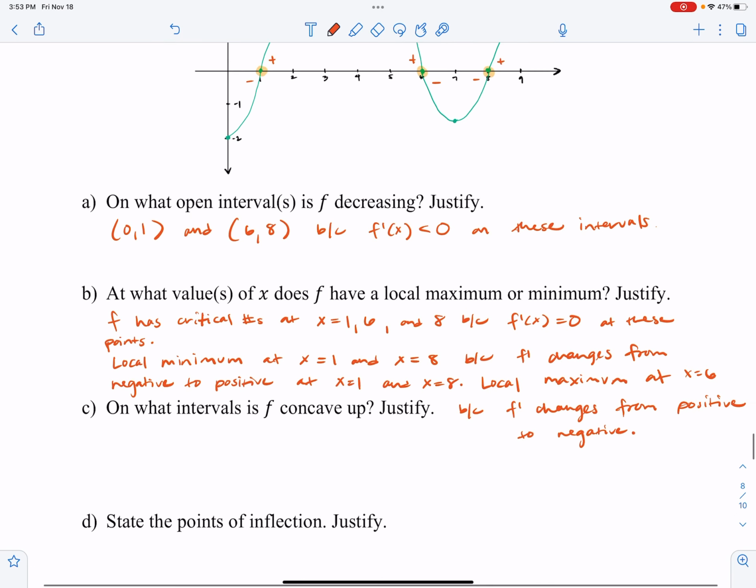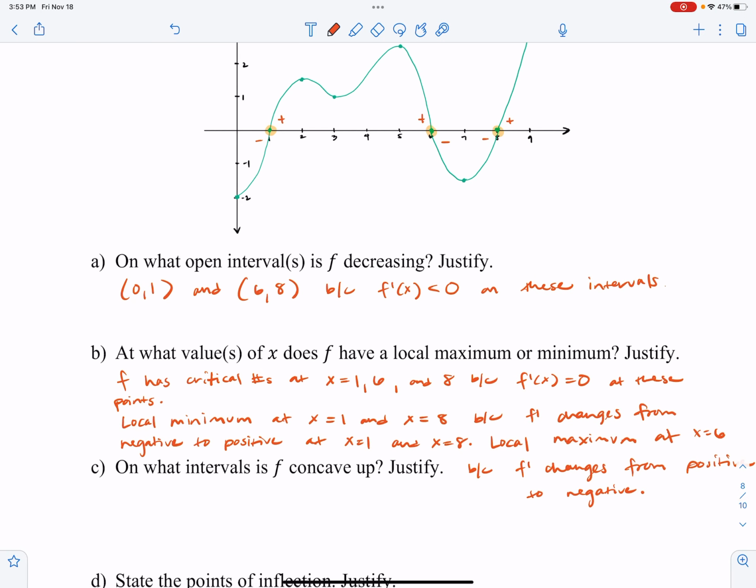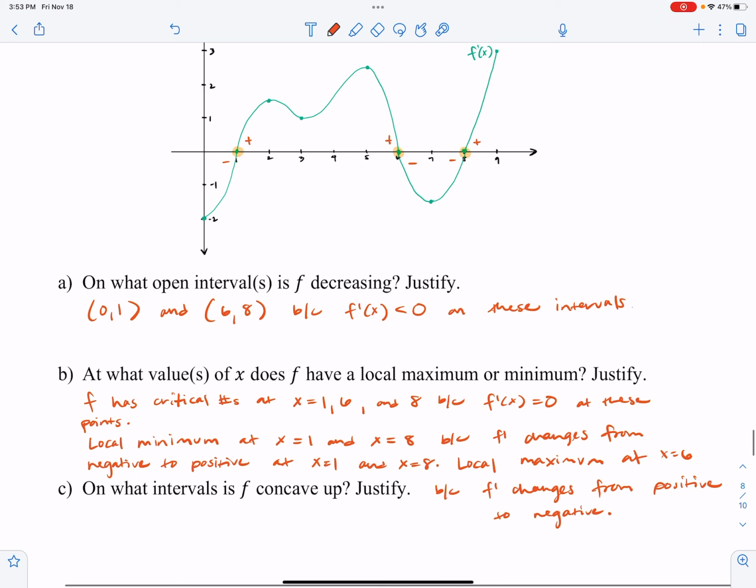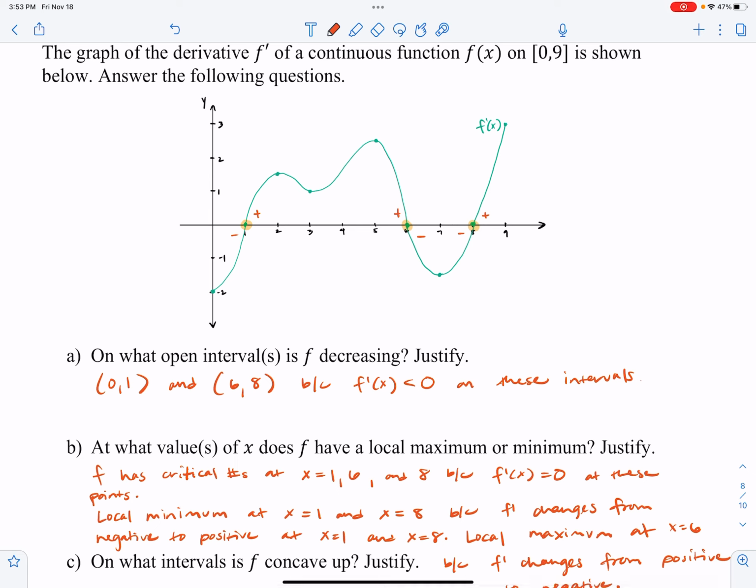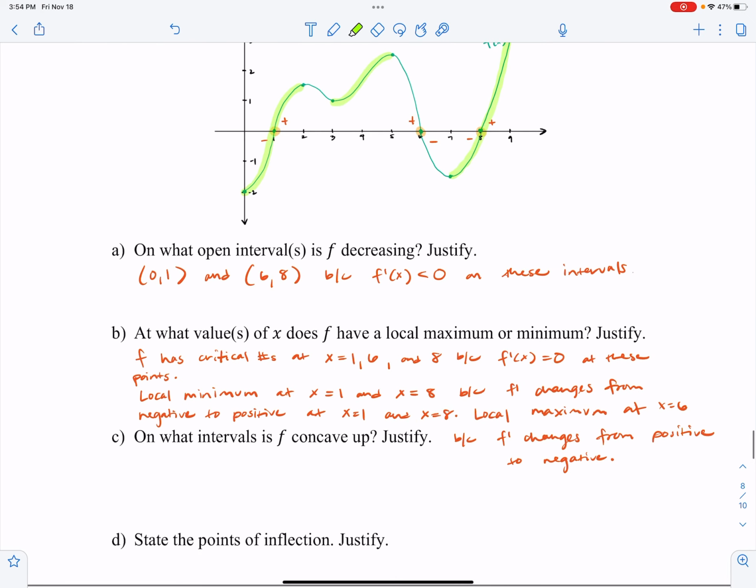And on what intervals is f concave up? Justify. Okay. Well, f is going to be concave up wherever f double prime is greater than 0, which corresponds to where f prime is increasing. And f prime looks like it is increasing from 0 to 2, 3 to 5, 7 to 9. So it looks like there's 3 intervals where f would be concave up.